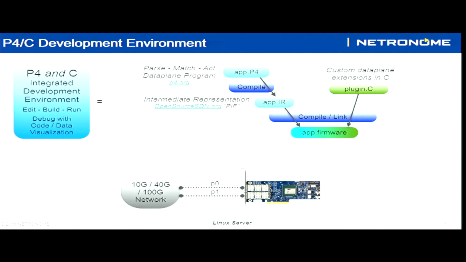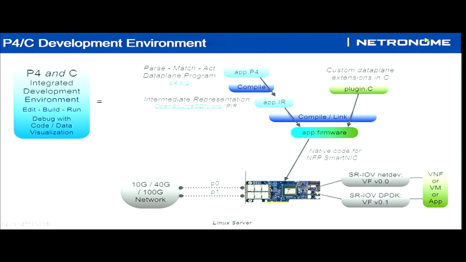We can take C code and link it together with the transformed P4 code. So these primitive actions that we heard about earlier, you can go and implement in C, for example. All of that is then sent down to the smart NIC and runs on there. Being a NIC, it has the network ports, but it also has NetDev or DPDK drivers, and you can use them in the host OS or in the guest OS.